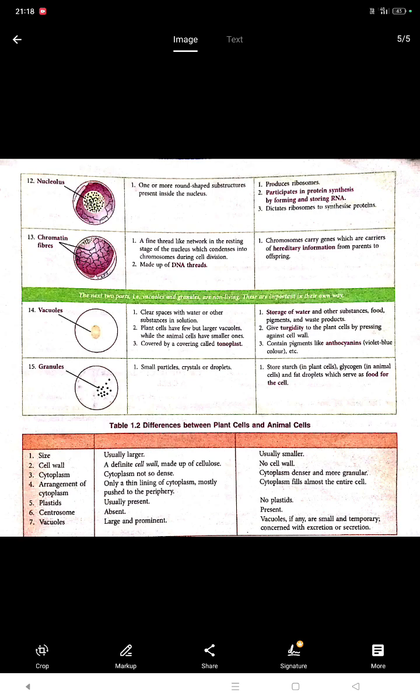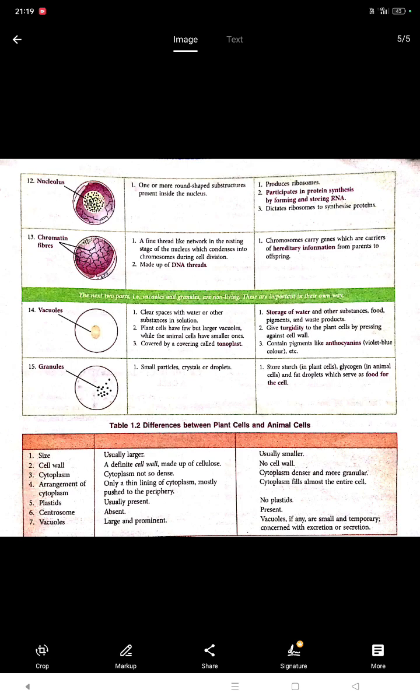Difference between plant cells and animal cells. Size: usually larger, usually smaller. You are confused about which is plant cell and which is animal cell. I will tell you. Usually larger, different cell wall. Cell wall means which cell? Plant cell. No cell wall means which cell? Animal cell. Simply. In size, plant cells are usually larger and animal cells are usually smaller. Cell wall: definite cell wall made up of cellulose in plant cells, and in animal cells, no cell wall.